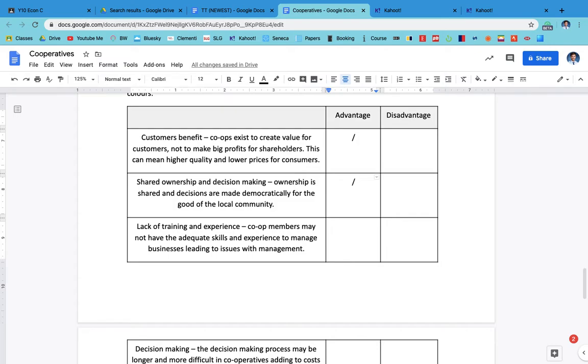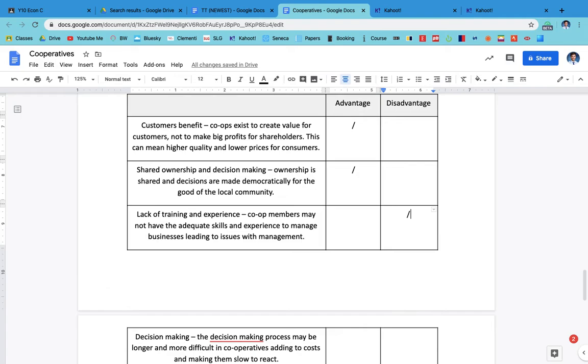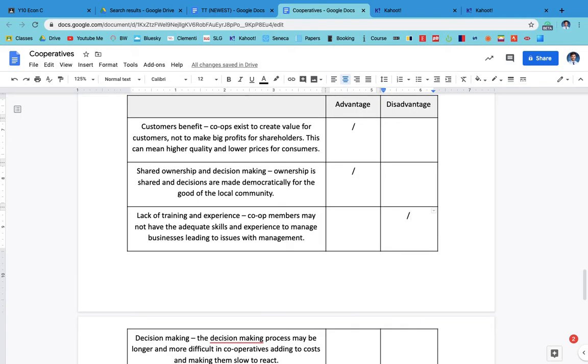Lack of training and experience. Co-members may not have adequate skills and experience to manage the business, leading to issues. That's obviously a disadvantage because each member has a vote. What if they don't know? Not everybody's an expert in business or economics. So if they're voting on an issue that they don't fully understand, maybe that would lead to poor management.